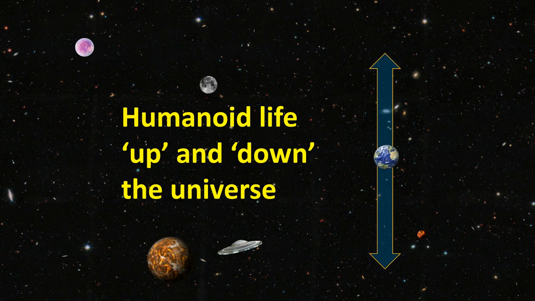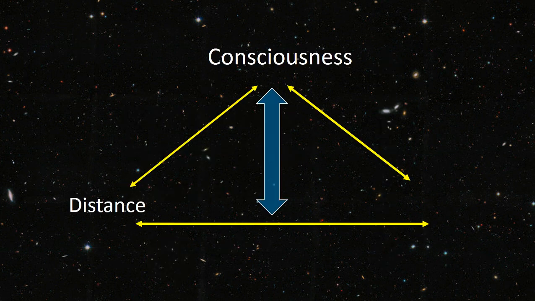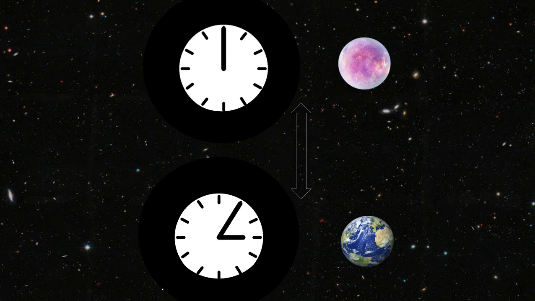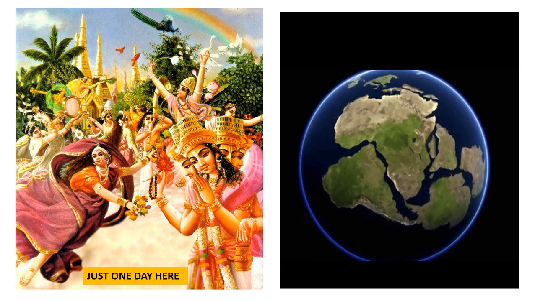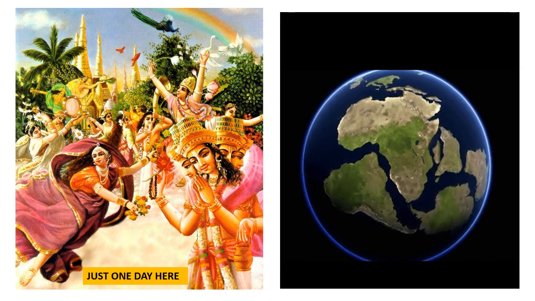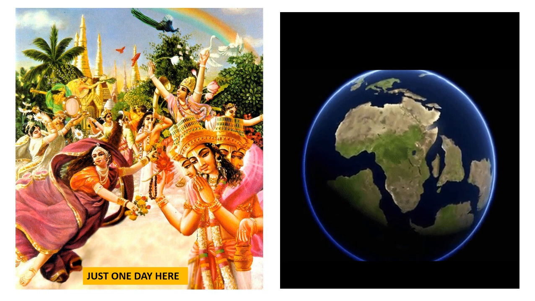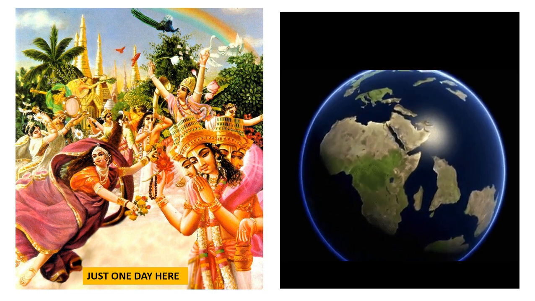Humanoid life up and down the universe. As far as travelling up the vertical axis is concerned, there's not only a change of consciousness or space necessary, but along with that, time. Let me explain. In summary, the higher you go vertically towards Brahmaloka, time passes more quickly.